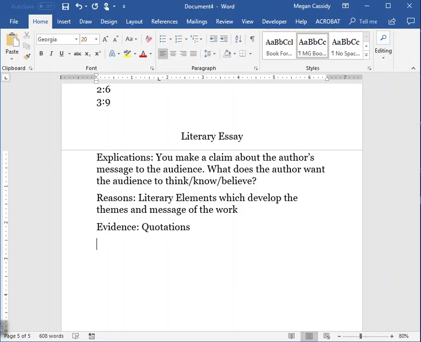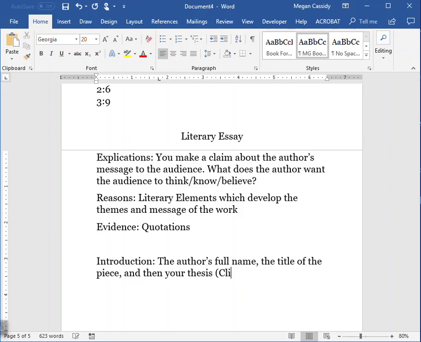So one of the things I like to tell people is that in your introduction, you should have the author's full name, and then later on you use the author's last name. They're not your friend. Don't use their first name ever. So the author's last name, the title of the piece that you're looking at, and then your thesis, which should be your claim and your reasons.